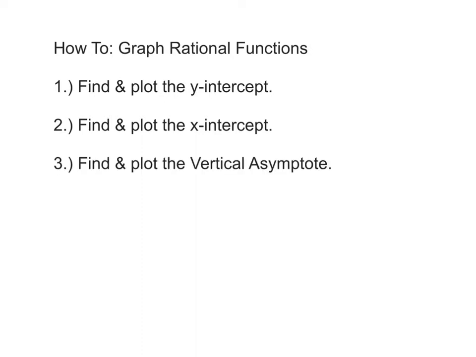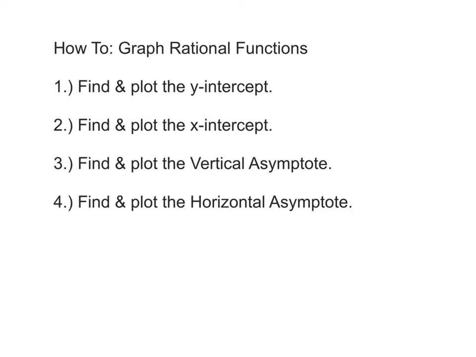After the intercepts are plotted, we'll find and plot the vertical asymptote. That comes from the denominator equaling 0. And then find and plot the horizontal asymptote. That's where we worry about the degrees. If we can come up with a picture of the entire graph from those four things, that's great, and we're done. But sometimes that's not enough.